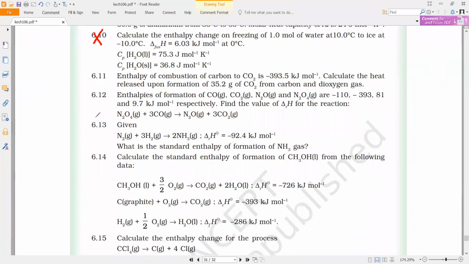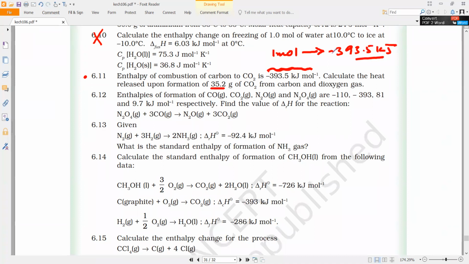Then moving on to the enthalpy of combustion of carbon to CO2, which is negative 393.5 kilojoule per mole. Calculate the heat released upon the formation of 35.2 gram of CO2. Read this question, Mariam. 6.11. Please read this question. Wait. What does this mean? If 1 mole of CO2 is formed, it will give me how much heat? 393.5 kilojoule. Yes or no? If 1 mole is formed?